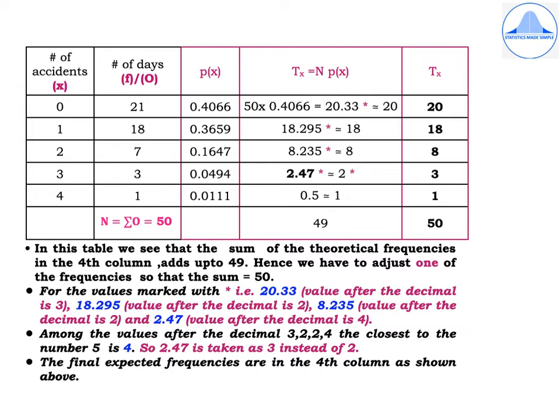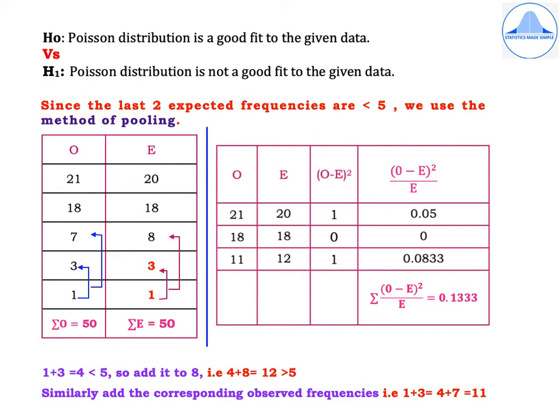And so the final expected frequencies are written in the fourth column, which are Tx is 20, 18, 8, 3 and 1. So we get the total of the theoretical or the expected frequencies as 50. We have completed the first part of the problem where we had to fit a Poisson distribution and to obtain the expected frequencies, and this helps us to secure 5 marks. Now let us continue the problem by testing for goodness of fit.